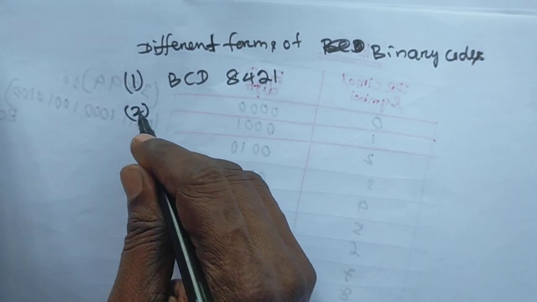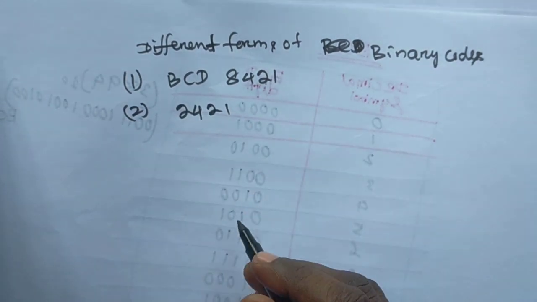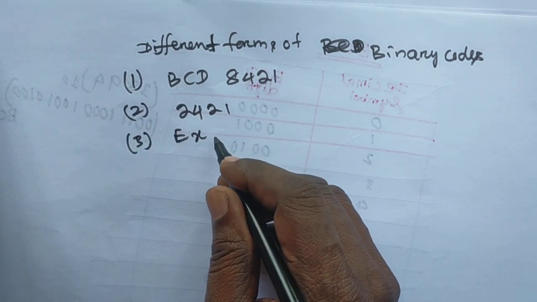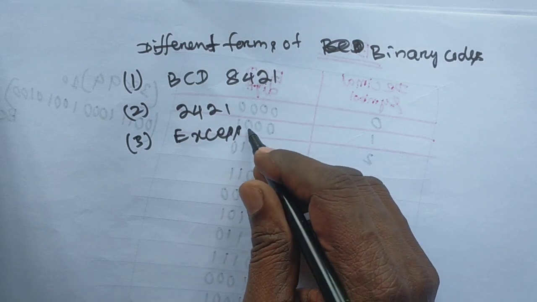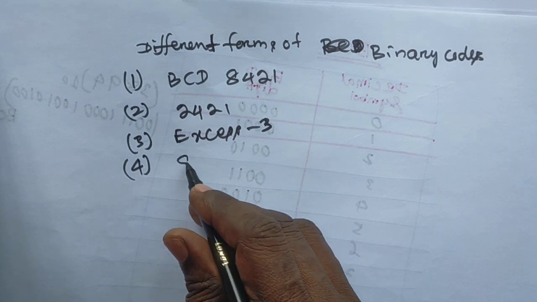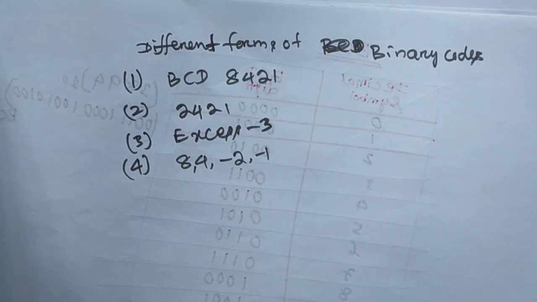BCD 8421, one category. 2421, another category. Next, Excess-3, another category. Next, 84 minus 2 minus 1. These are the different binary codes for any decimal number. We will see how these binary forms are designed in different ways.